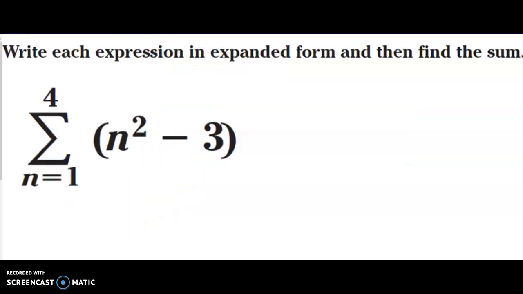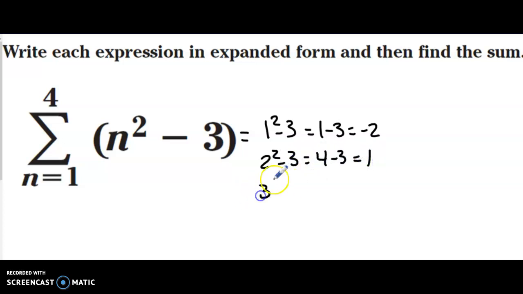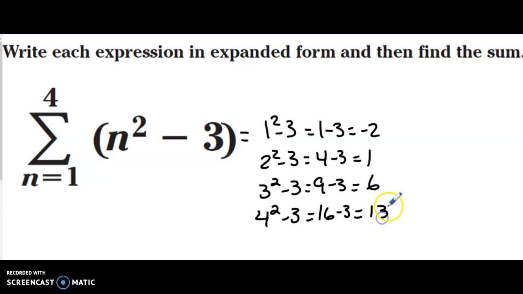That sounds like a whole lot of work, but you're able to get your answers. So let's look at what this one would look like if we wrote it out. It's going to be 1 squared minus 3 is 1 minus 3, or negative 2. 2 squared minus 3 is 4 minus 3, or 1. 3 squared minus 3 gives us 9 minus 3, or 6. And 4 squared minus 3 gives us 16 minus 3, or 13. So that's going to give us 19, 20, and then we take away 2. So this is going to give us 18 for our sum.